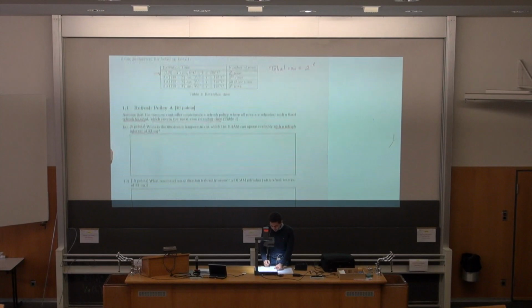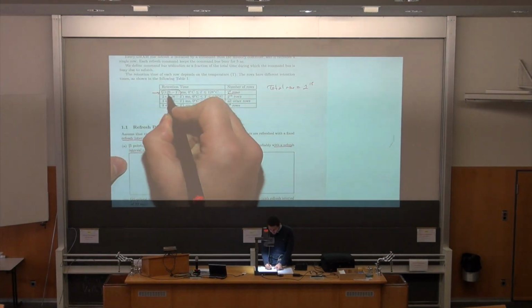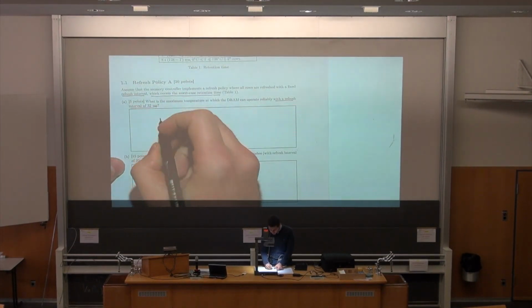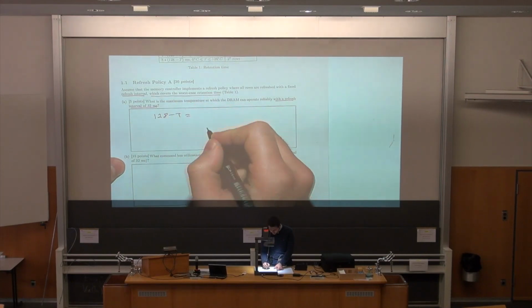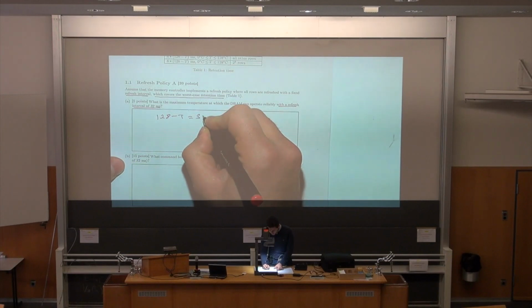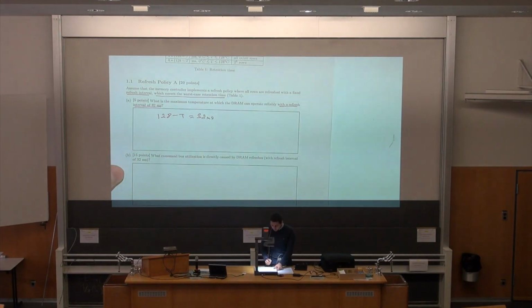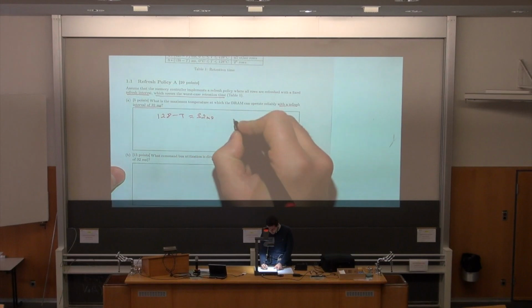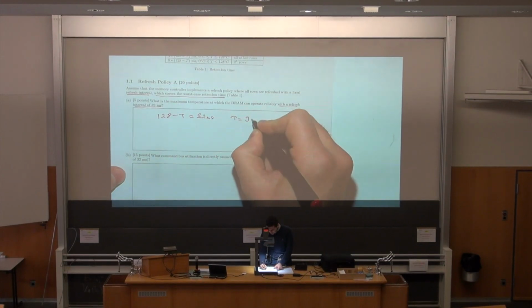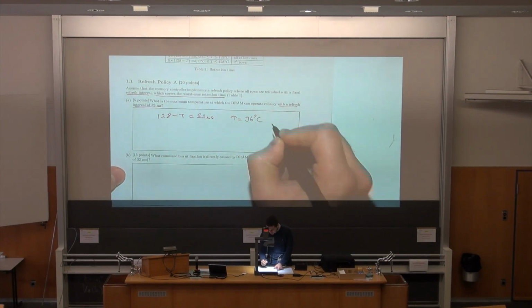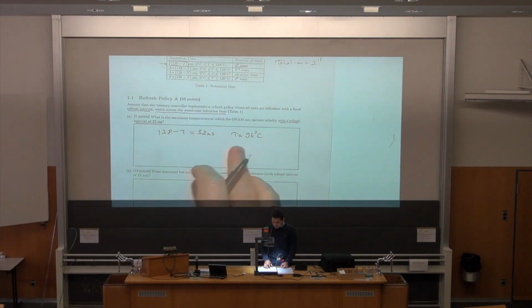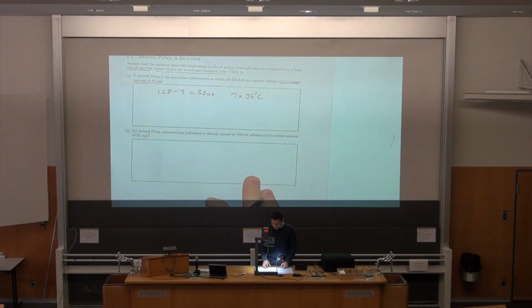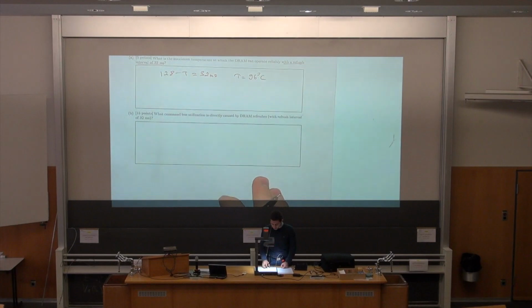So basically I will take this one and solve for T given the refresh interval, which is 32 milliseconds. The T will be 96 Celsius degrees, so that the DRAM can operate reliably given this refresh policy. So this was the first question.